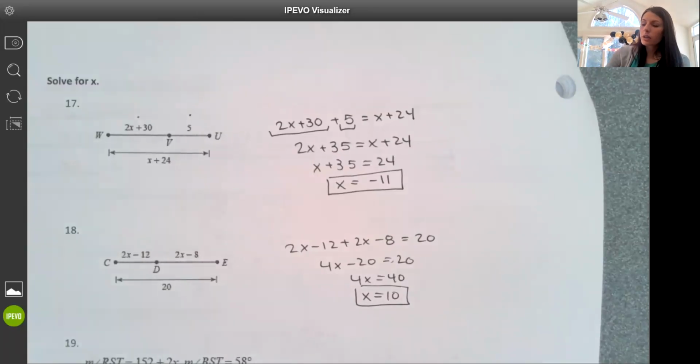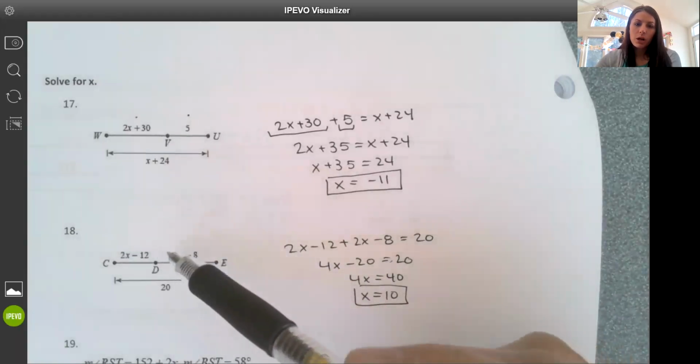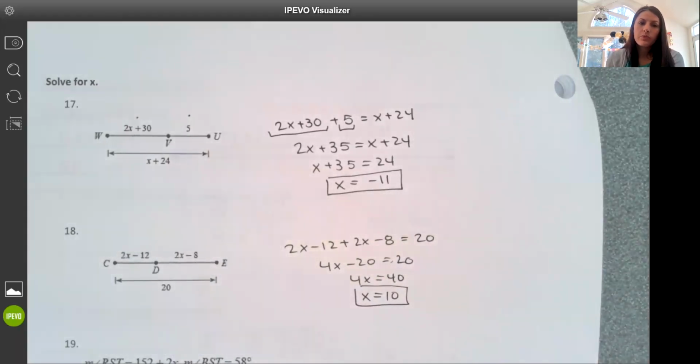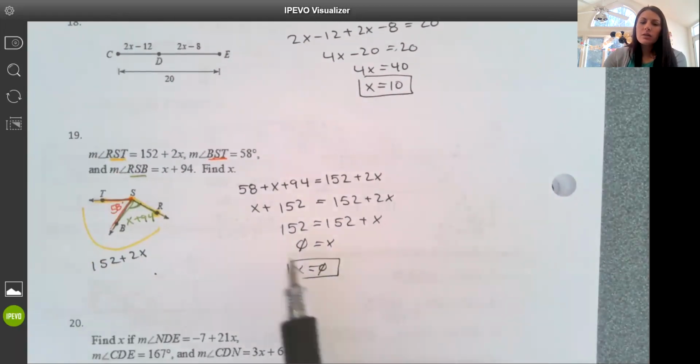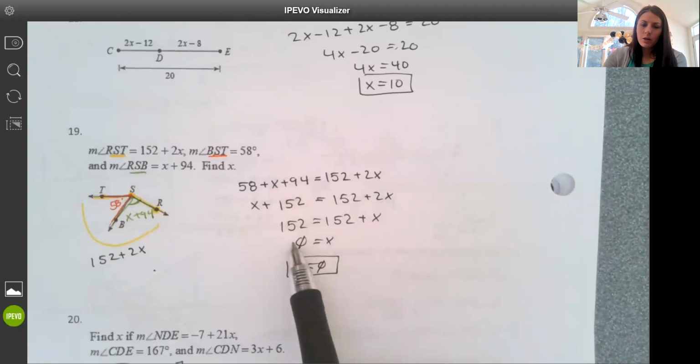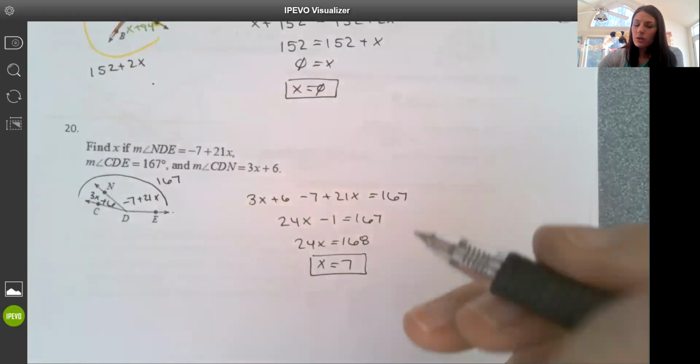Okay, so just checking answers here. The segment should be pretty straightforward with the setup. It's already labeled. Part plus part equals the whole segment. And I helped you set up 19. This one is a little bit weird because you get x equals 0 when you solve. And then 20, so check your setup here.